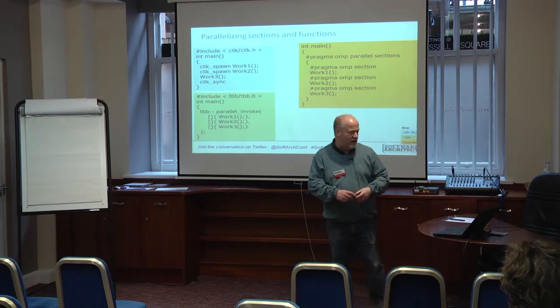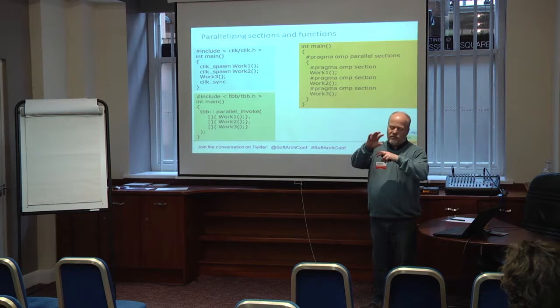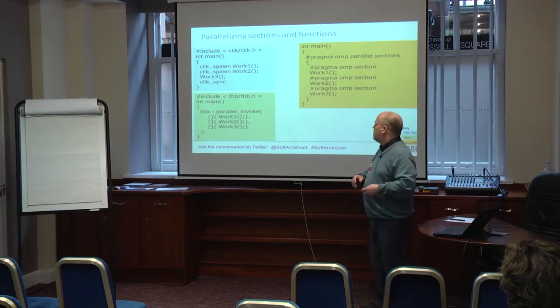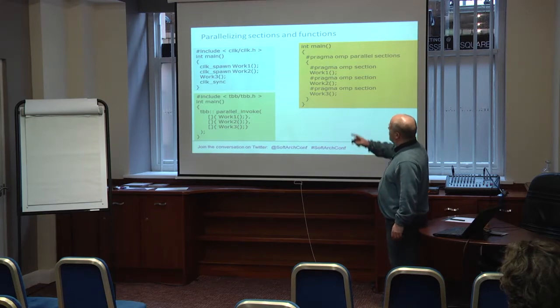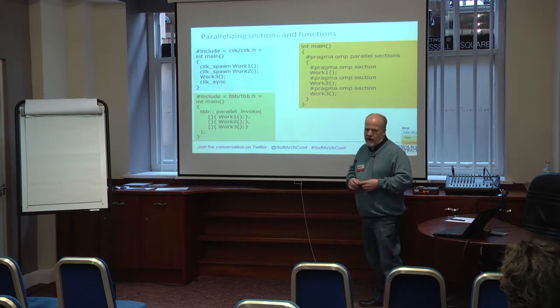Here's an example of sections. Sections are where you'd have 3 different pieces of code and you want them all to run in parallel, but they're not in a loop. So again we've got the 3 different models, Cilk, TBB, and OpenMP. And you can clearly identify the 3 different functions that are going to work in parallel.